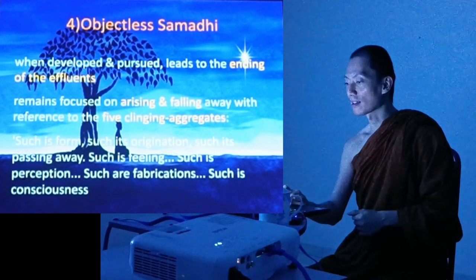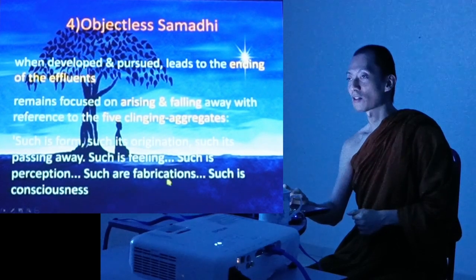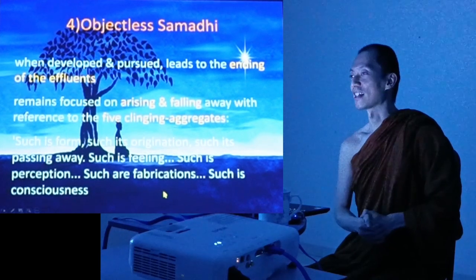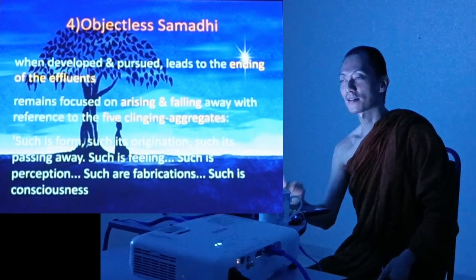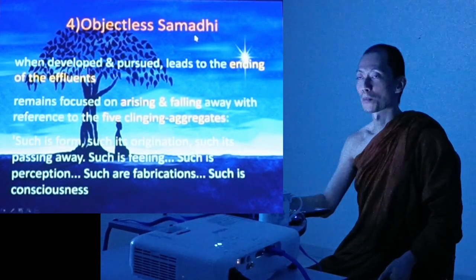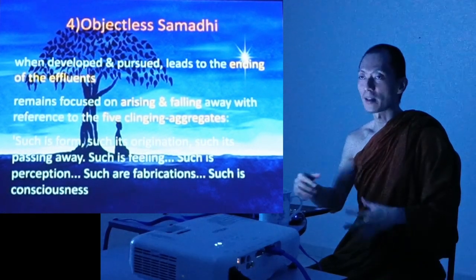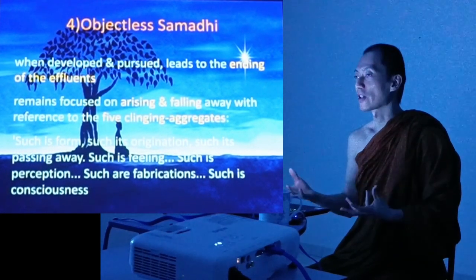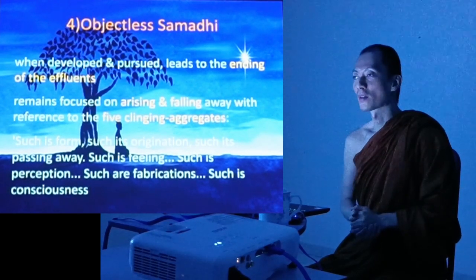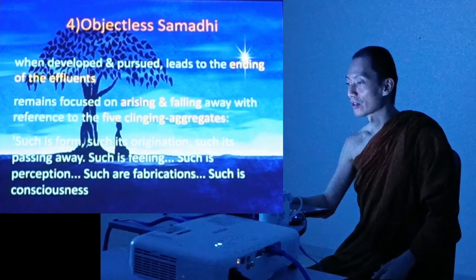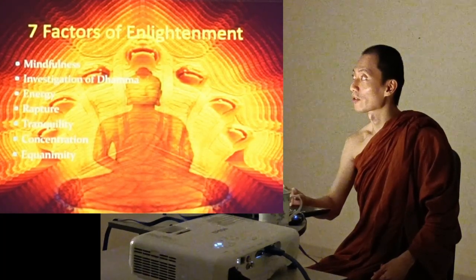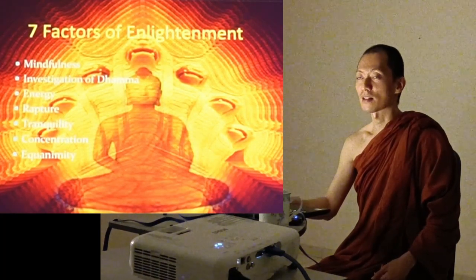So again, this fabrication is Ajahn Thanissaro's translation of Sankhara. Most people translate it as mental formation. He translates it as fabrication. So these are the total four kinds of samadhis. Yeah. So of course the Buddha and some of his great disciples were able to achieve all four. Some disciples maybe achieved only one or a few, right? So again, we talk about the seven factors of enlightenment. We've gone through that before.